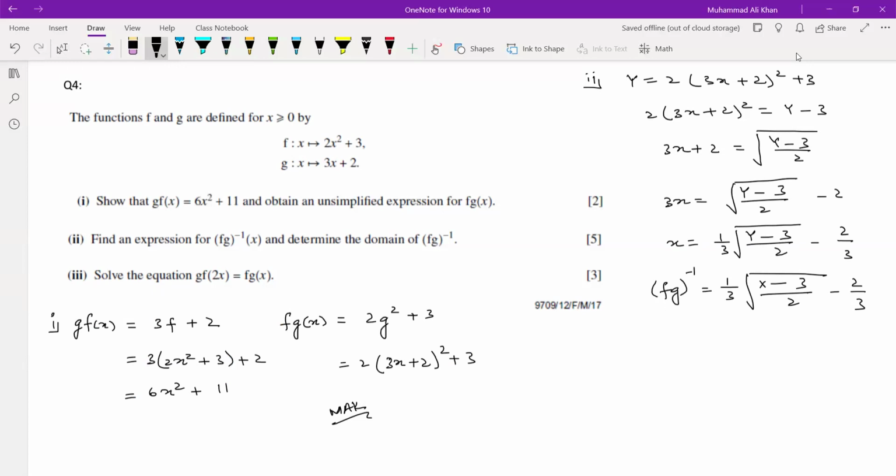Determine the domain of inverse. We are unable to calculate domain of inverse directly. So we have to calculate the range of function. And what is the function we have? The fg function is, here it is 2, 3x plus 2 whole squared plus 3.